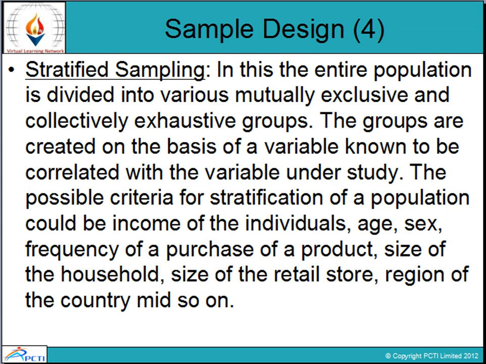यहाँ पे पूरी population को is divided into mutually exclusive and collectively exhaustive groups, and these groups are basically created on the basis of variables which are known to be correlated with the variables under study. Now the possible criteria of stratification of population could be the income of the individual, or the age, or the frequency of purchase of the product. Even the size of the household and the size of the retail store become criteria for stratification.